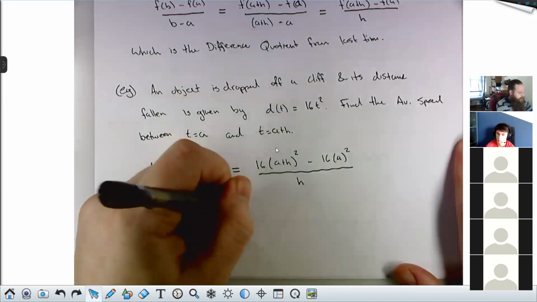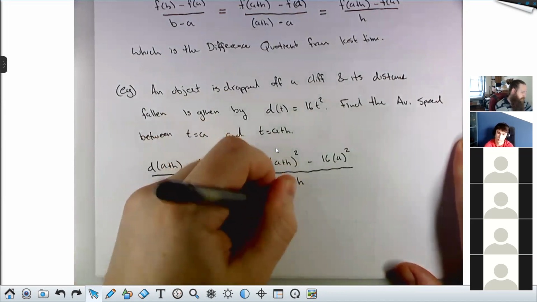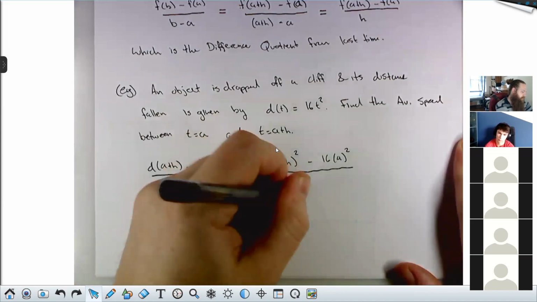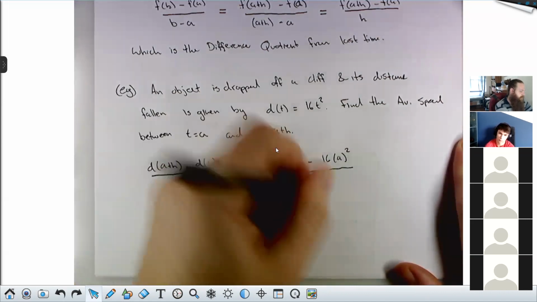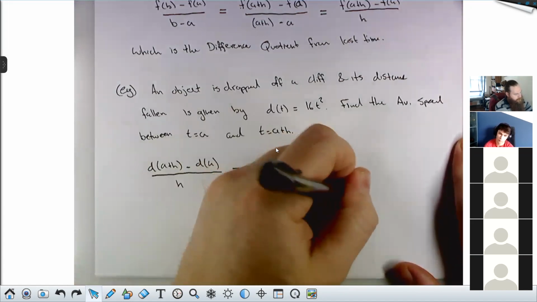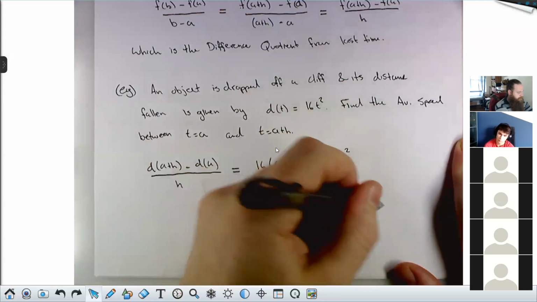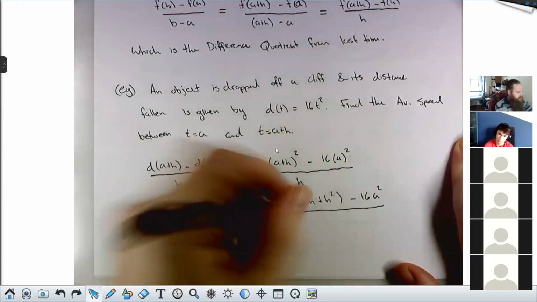I need to FOIL that out. This is 16 times a squared plus 2ah plus h squared. And from that, we're subtracting 16 a squared, which is just a squared. All of that's over h.